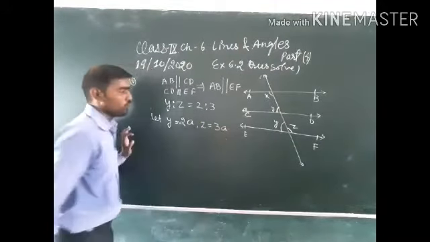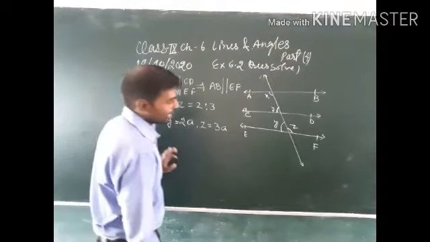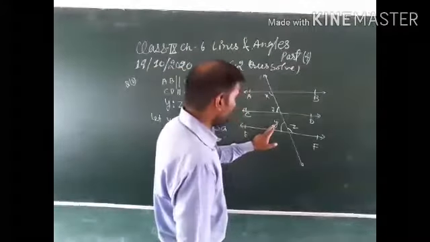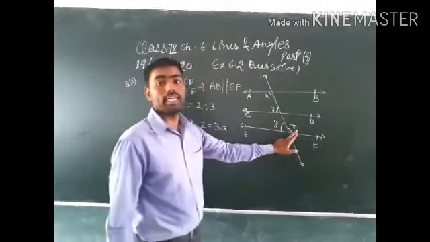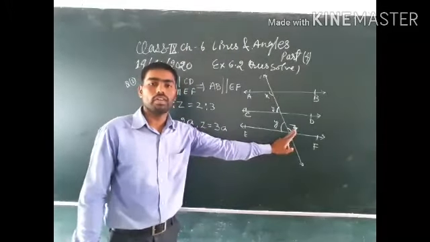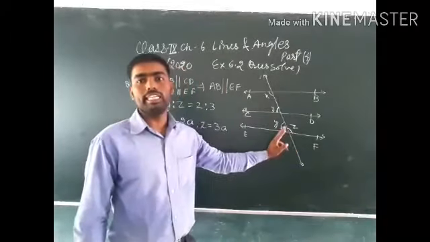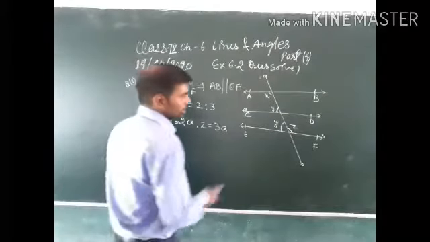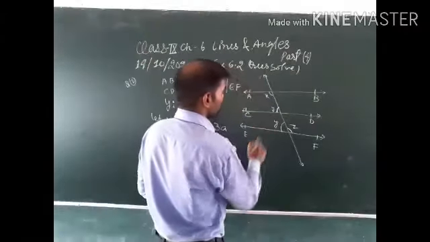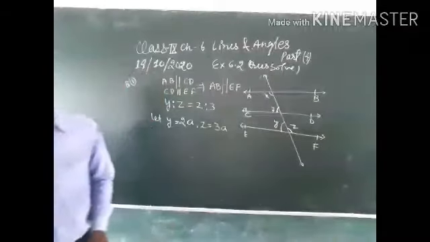Z is equal to 3a. And here Y plus Z is equal to 180. How? Linear pair of angles. So this is Y and this is Y. How? Corresponding angle.